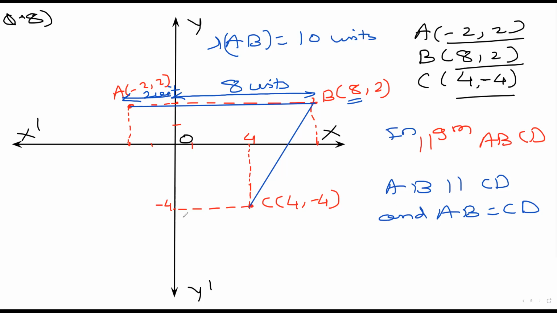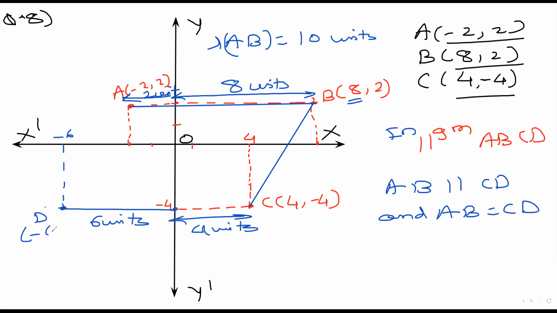Right? So for CD, you already have 4 units. The distance is 6 units. So from this point, you have to draw a parallel, horizontal line, and measure 6 units. So this will mean minus 6 here, and this is -4. So this point D has to be -6 comma -4. Do you understand? Yes, sir. Okay, 6 plus 4 is 10, 2 plus 8 is 10. So this is what you have to do.